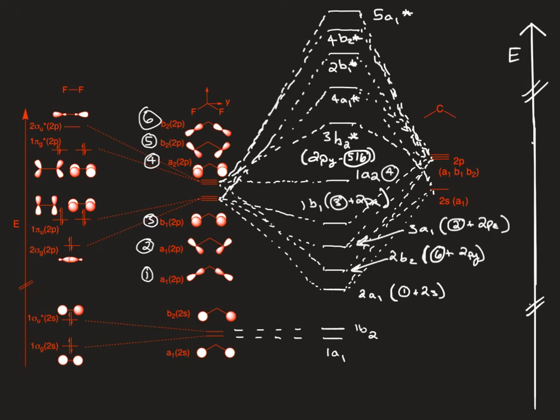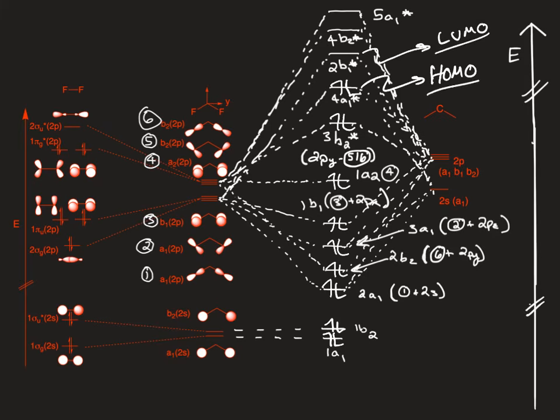The two fluorine atoms are going to come with 14 electrons. The carbon atom is going to come with 4 electrons for a total of 18 electrons. So just going through and filling these in, we arrive at this with our 4A1 as the highest occupied molecular orbital and the 2B1 star as the lowest unoccupied molecular orbital.